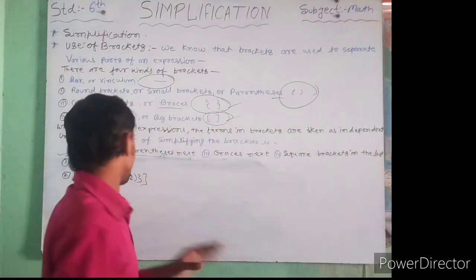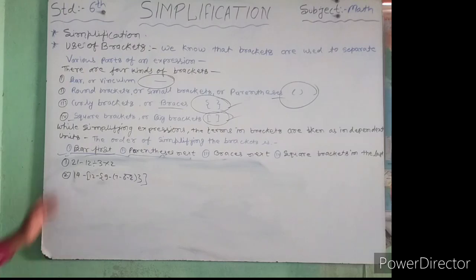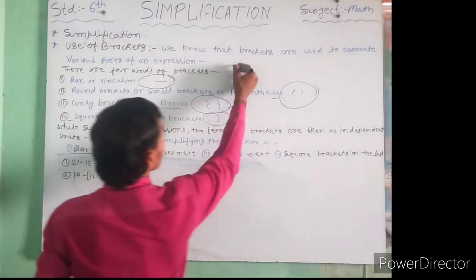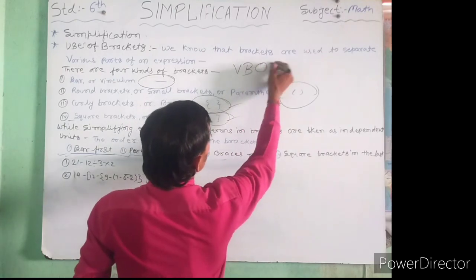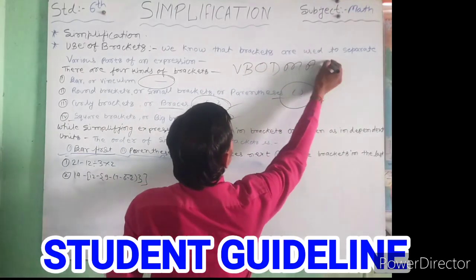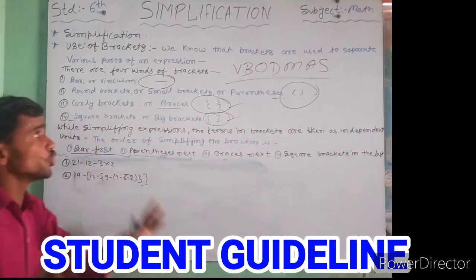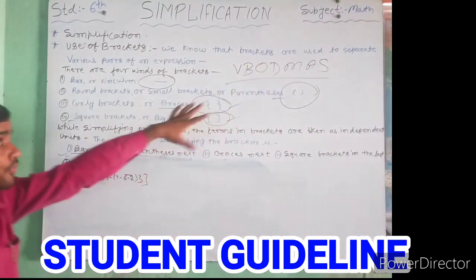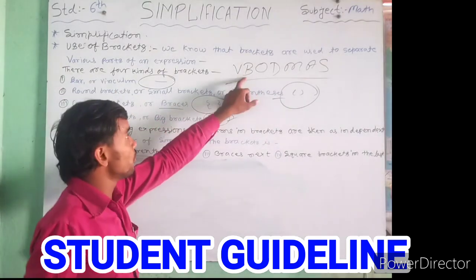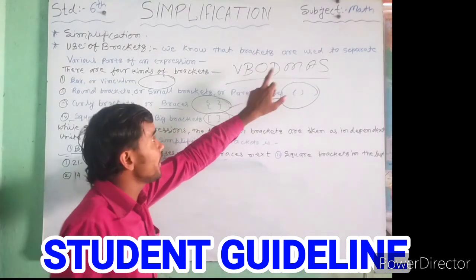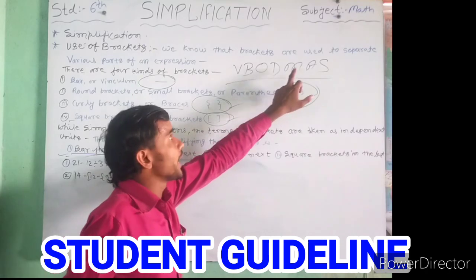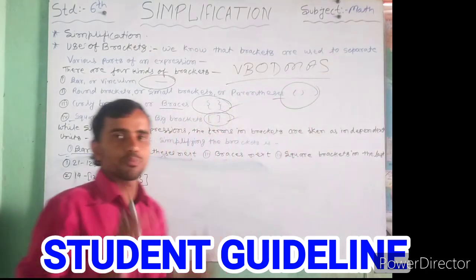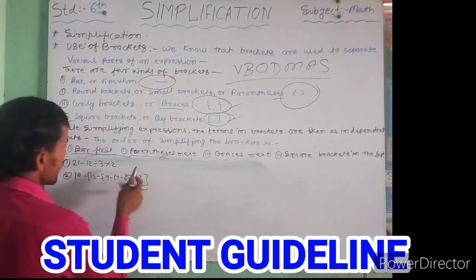Okay, so next topic, just like an example. You also write 2 examples on the board, and that's related to your VBODMAS. Okay, so you use that rule. It means VBODMAS. V for vinculum, and next is B for bracket, O for off, next D for divide, M for multiply, A for addition, and S for subtraction.